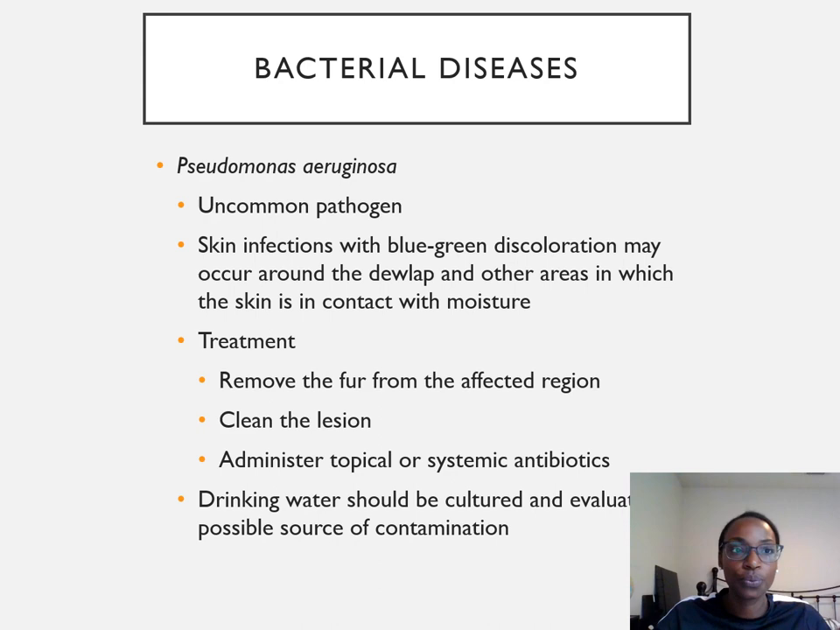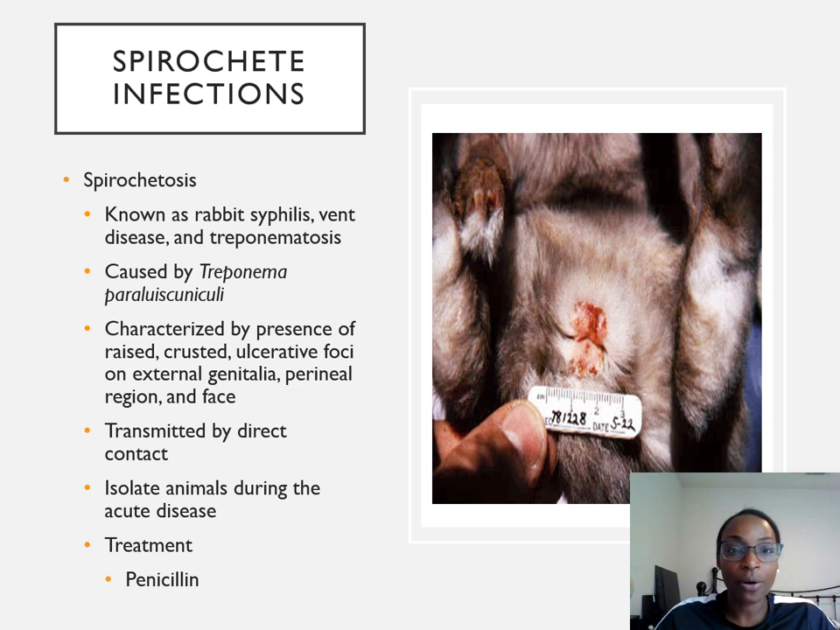All right, so the next bacterial disease we're going to talk about is spirochetosis, also known as rabbit syphilis. Yes, rabbits can get syphilis. It's also known as vent disease or treponematosis. All right, this is caused by the bacteria Treponema paraluiscuniculi. All right, so this specific syphilis is specific to rabbits. It looks and sounds exactly the same as human syphilis would.